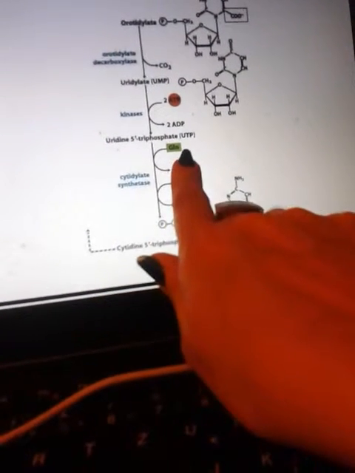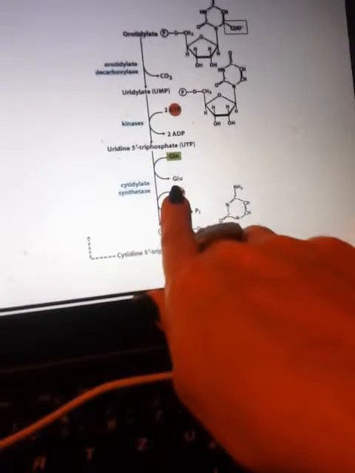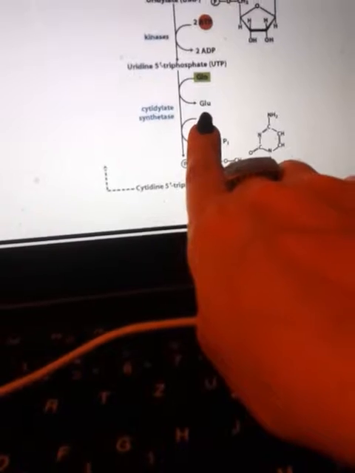Cytidylate synthase. Glutamine produces glutamate. What is the difference between glutamine and glutamate? Glutamine has 1 ammonia. Glutamate doesn't have ammonia.